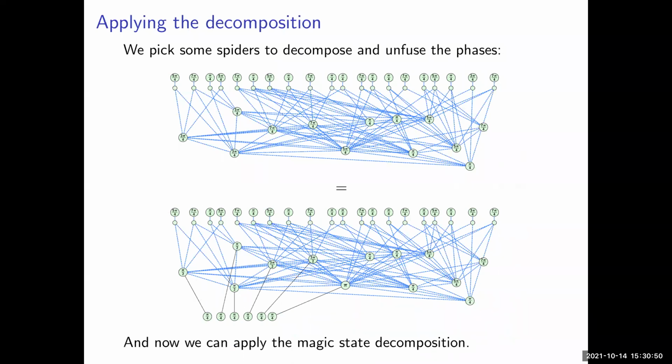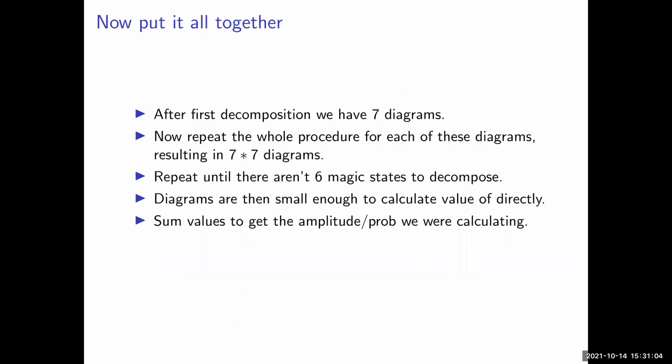Okay, so now we apply the magic state decomposition, and then this single diagram splits up into 7 diagrams. And each of these diagrams now has these 6 T-like phases replaced by a Clifford diagram. And that means we can apply our optimization algorithm again to get rid of this Clifford information and result in smaller diagrams, okay? So if you put this all together, after the first decomposition, we have 7 diagrams. We repeat the whole procedure, so we do the optimization again, and then we do the decomposition again, and then we get 7 times 7 diagrams. And we just repeat this, and we get exponentially many diagrams in principle. And we just repeat it until there aren't 6 magic states to decompose anymore.